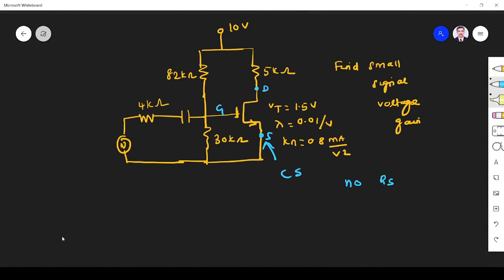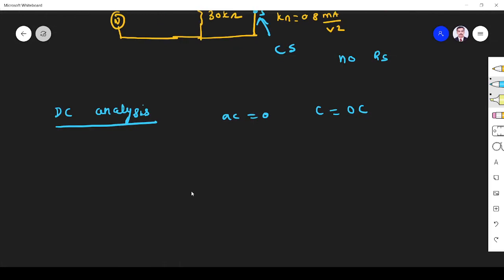Whenever you want to solve problems like this, you first have to perform DC analysis. How can we perform DC analysis? While performing DC analysis, we have to remove the AC source, so this will go, and the capacitor will be open. For DC, the AC source is 0 and the capacitor is an open circuit. So we have only this part.